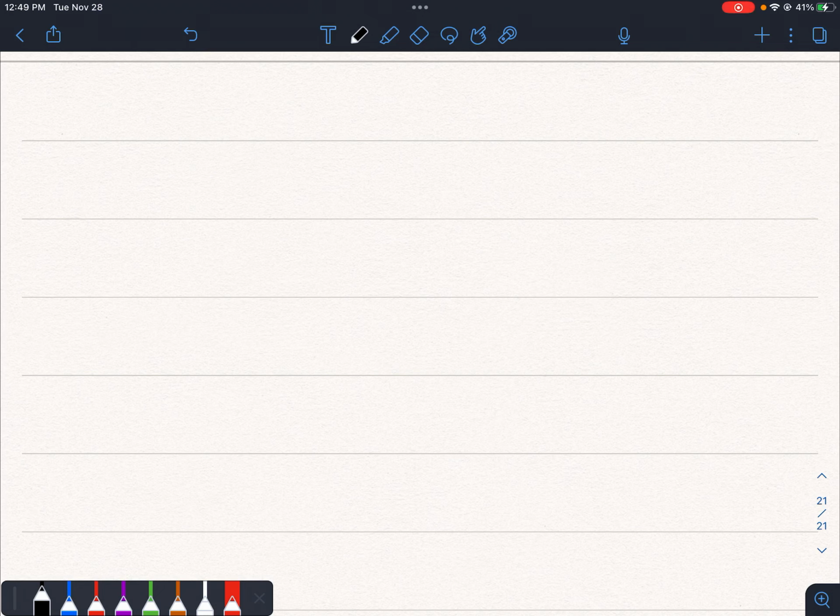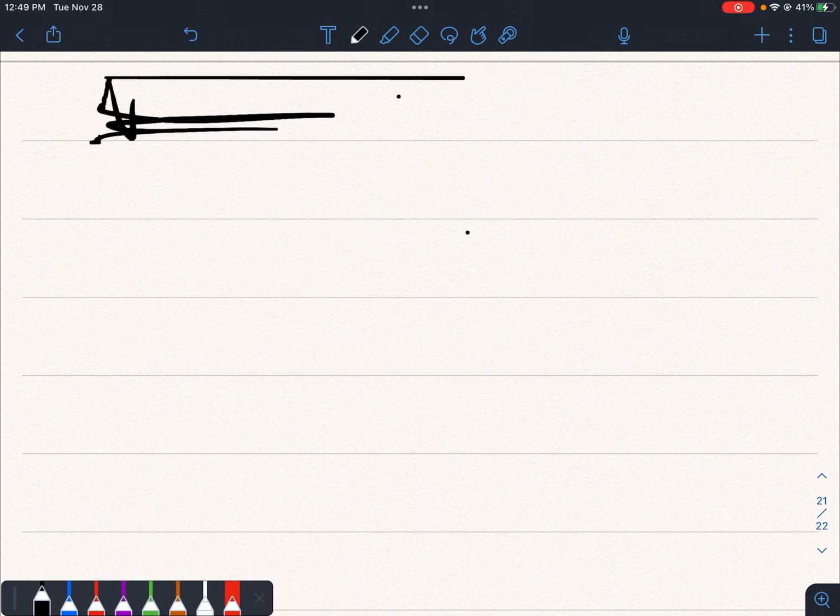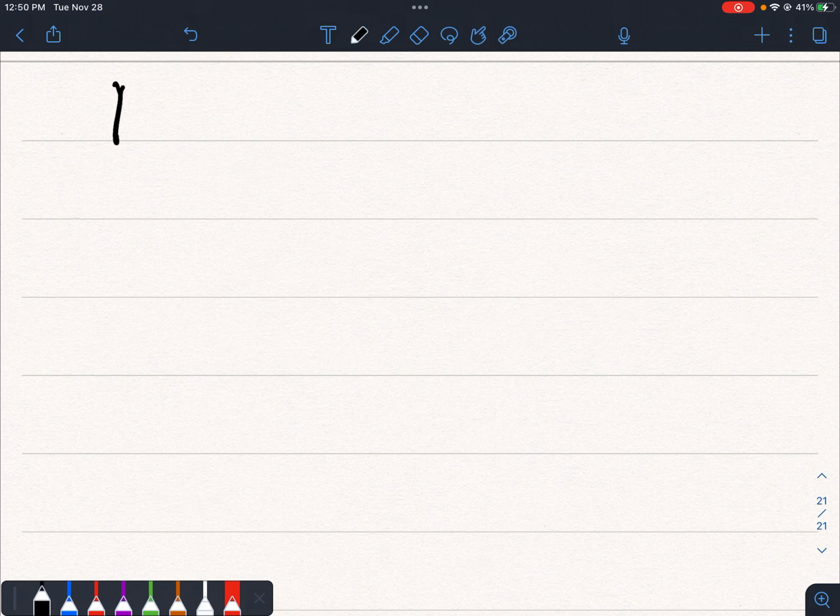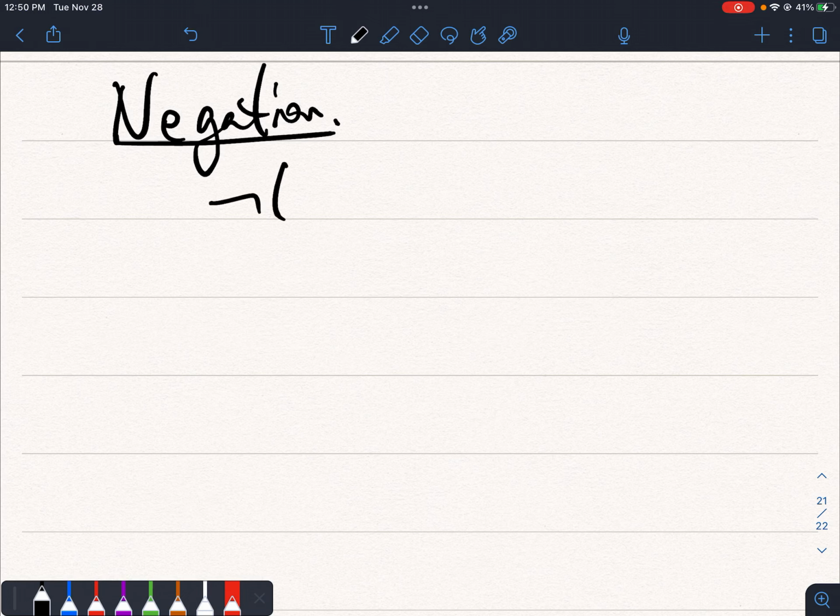Okay, so I said I'm going to move on to the mixed statements, but before that, I want to talk about the negation. Let me talk about the negation. The first thing is how should we negate an AND statement? What is not (P and Q)?